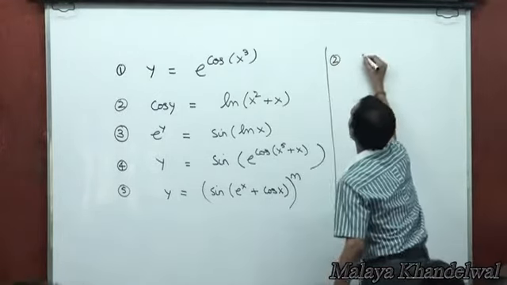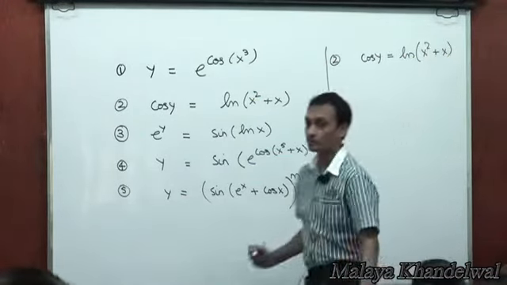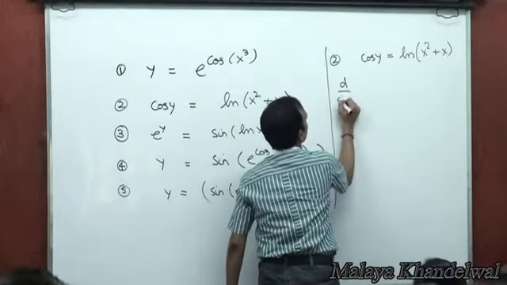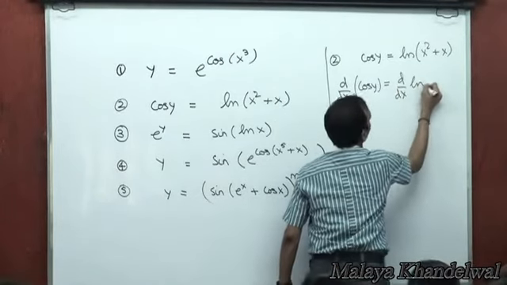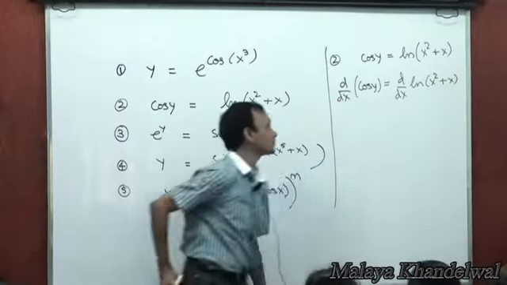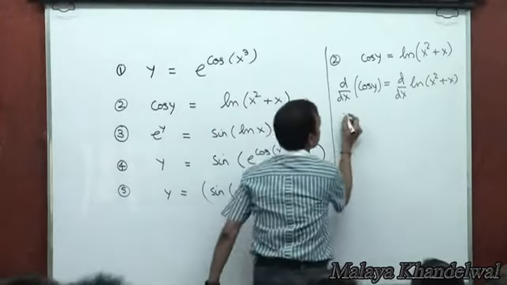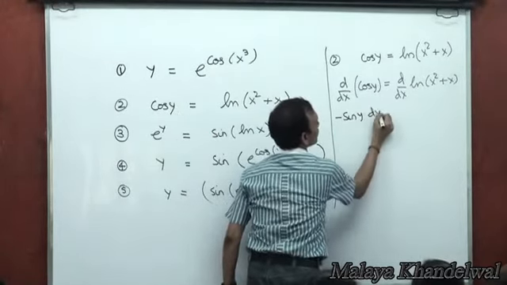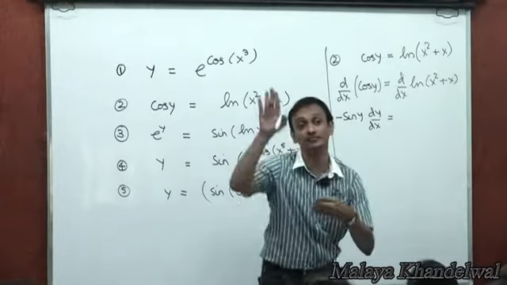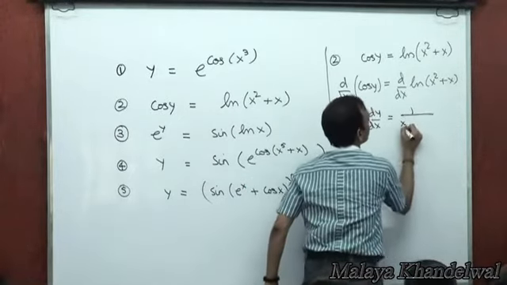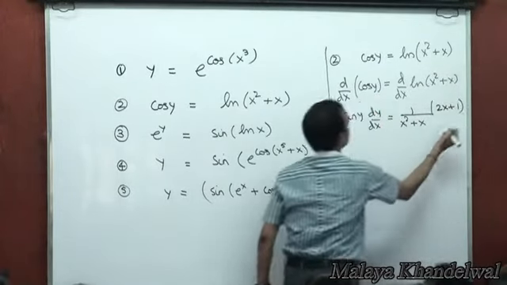Two. Cos y is ln of x squared plus x. Okay. So now we differentiate both sides with respect to x. d/dx of cos y is d/dx of ln of x squared plus x. Right? What's d/dx of cos y? Minus sine y dy dx. Right. Now, d/dx of ln of this. So, outside to inside, ln would be 1 by that. And then, x squared plus x would be? Absolutely, 2x plus 1. Right?